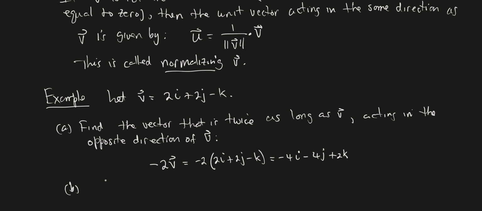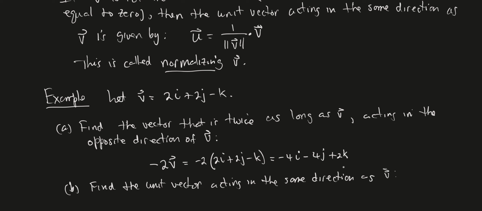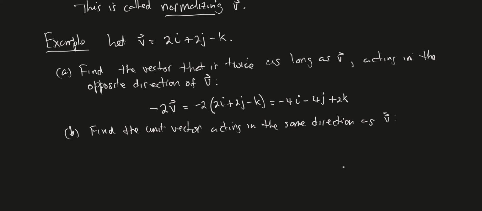All right? Let's do part B. Find the unit vector acting in the same direction as v. Well, for that we have to normalize it, right? So for a unit vector, we want the length to be 1, and we want it in the same direction, so no negative. So it's simply going to be 1 over the magnitude of v times v.